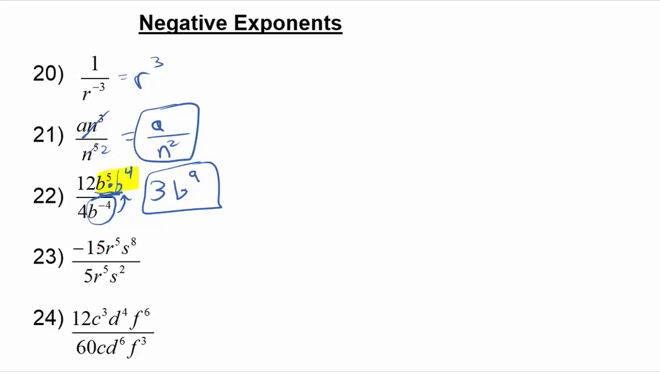2 more to go. So negative 15 divided by 5 gives us negative 3. r to the 5th over r to the 5th, well, actually all the r's here are going to cancel, so there won't even be any r's left. We'll talk a little bit more about that in our next video when we talk about 0 powers, but those should just cancel out. And then again, if we look at our s's, there's more s's on the top, so the s's should be left on the top, and when these 2 cancel, there's going to be 6 of them left on the top, so that should be negative 3 s to the 6th.